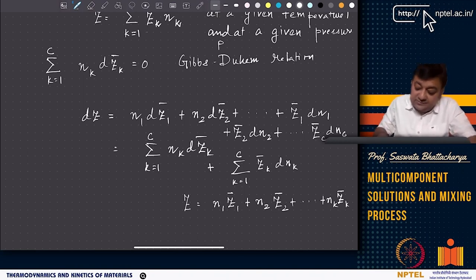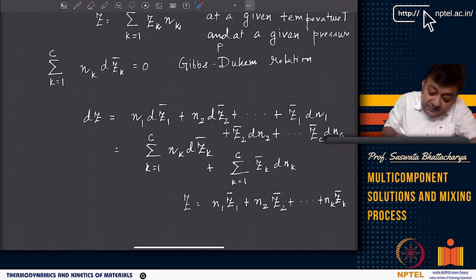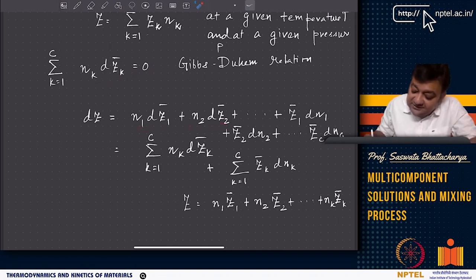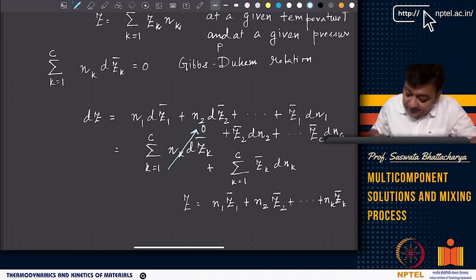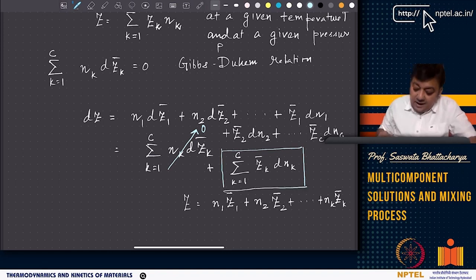Now, according to Gibbs-Duhem, this term Nk dZk bar equals 0, right? So N1 dZ1 bar plus N2 dZ2 bar plus Nc dZc bar, all of these are 0. So this term goes to 0 according to Gibbs-Duhem. But what is remaining then is this term. And this is the Euler relation.